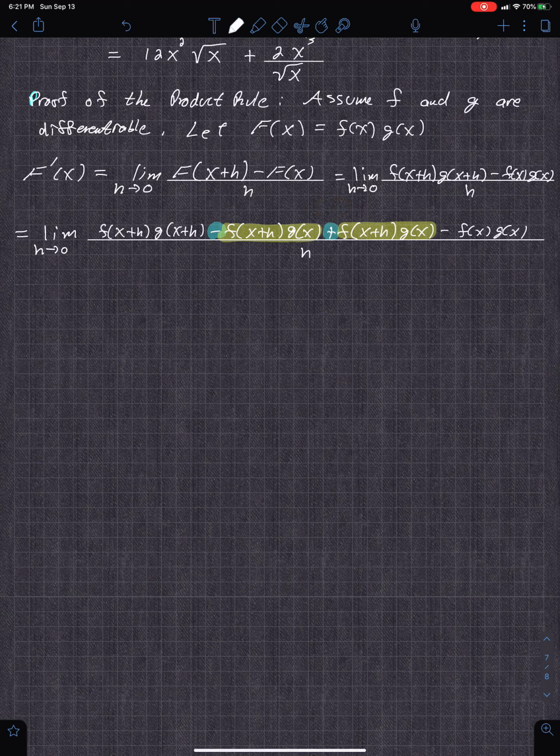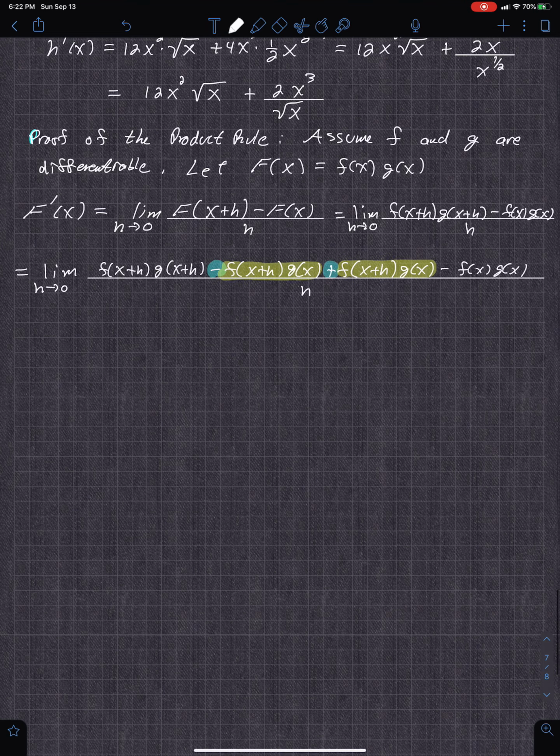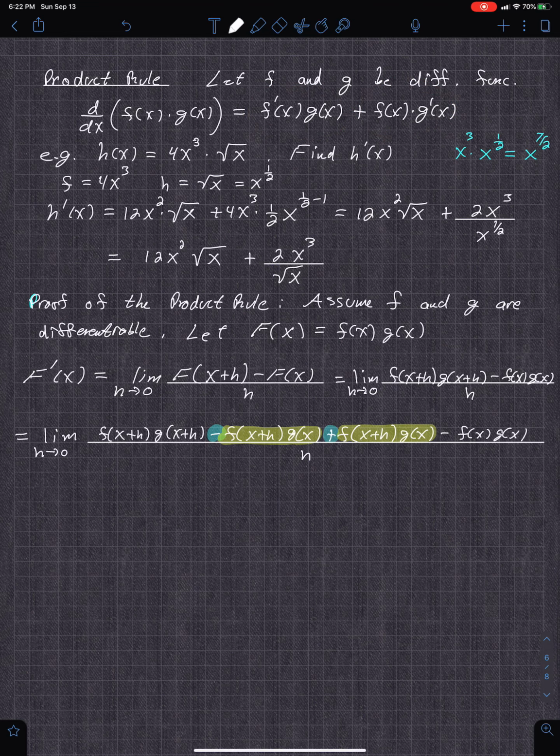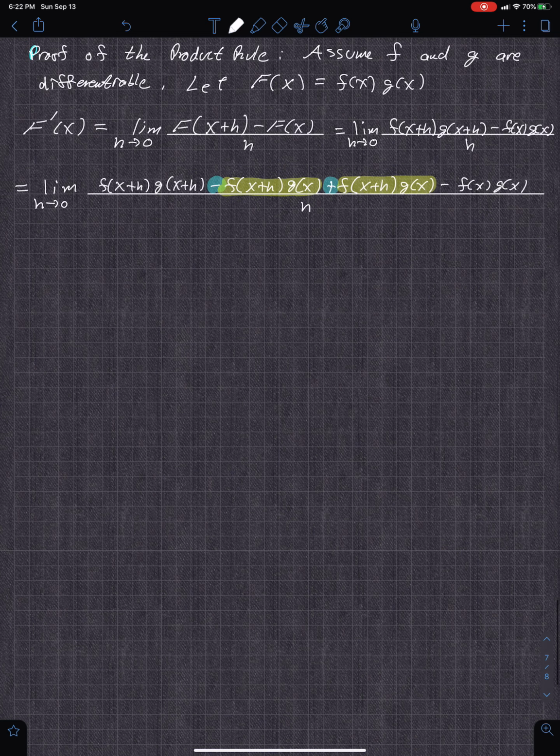So that allows me to break it up and manipulate it like this. Now what I'm going to do is basically rearrange it and factor out values to help me simplify it to what I want. Because what I want is this form. I want f prime and then f g prime. So let's see if that is what I get, or vice versa. You could write that in a different order.